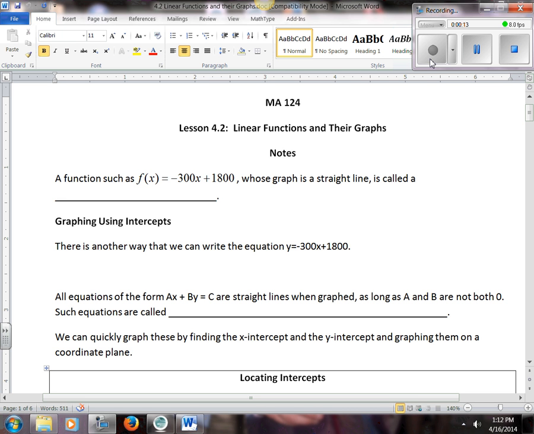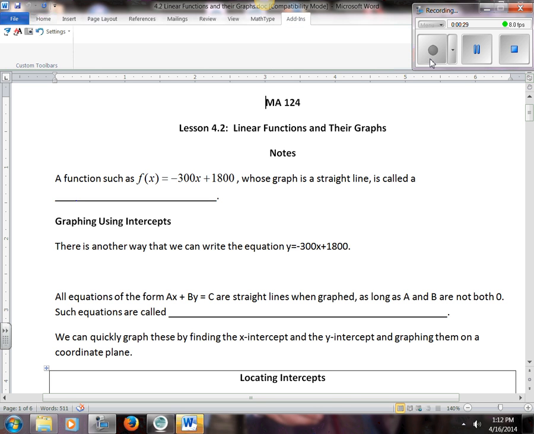Okay, so what we need to talk about first is the type of functions that we're going to be using. A function such as f of x equals negative 300x plus 1800, whose graph is a straight line, is called linear. You can remember that because it has the word line right in it.